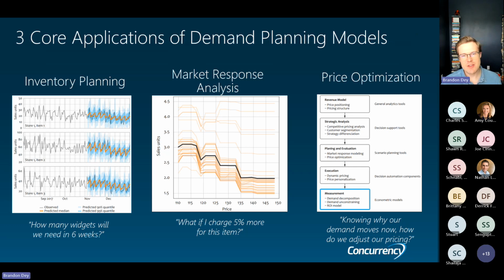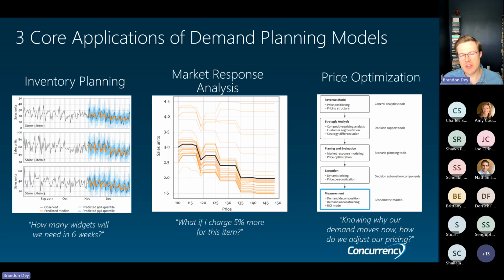All right, so within demand planning, you build a demand planning model or set of models, and they can be used in a number of ways. There are really 3 ways that demand planning models can be used. And the first is what everybody thinks of when they hear demand planning, and that's inventory planning, right? How many widgets will we need in 6 weeks?